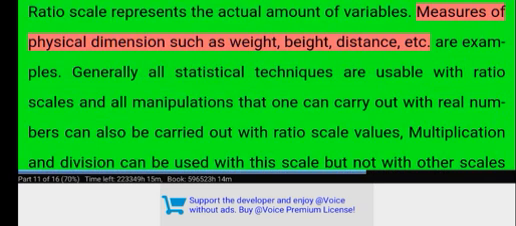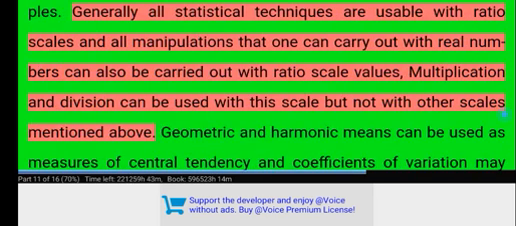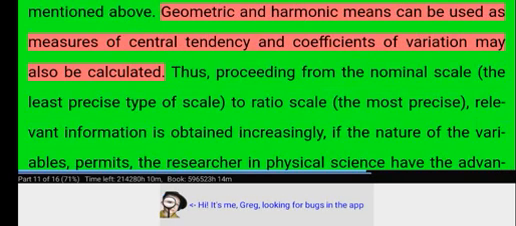Measures of physical dimensions such as weight, distance, etc. are examples. Generally all statistical techniques are usable with ratio scales, and all manipulations that one can carry out with real numbers can also be carried out with ratio scale values. Multiplication and division can be used with this scale but not with other scales mentioned above. Geometric and harmonic means can be used as measures of central tendency, and coefficients of variation may also be calculated.